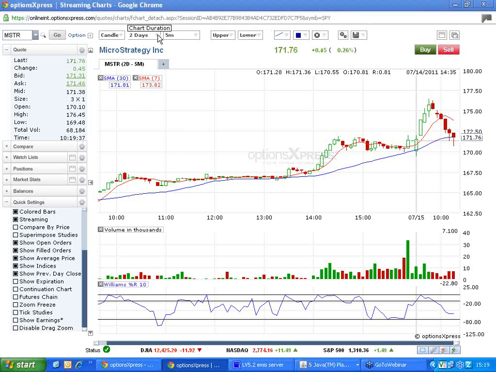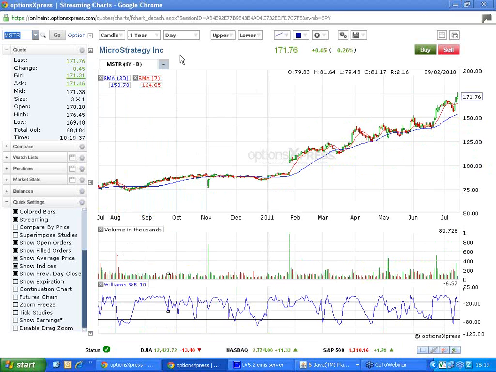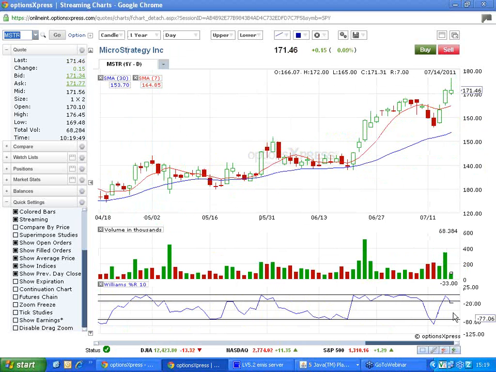Now we've got MicroStrategy, MSTR. Let's go back to the 1-year daily chart. Okay, so this is the 1-year daily chart. So we see we've been going through our watch list. This is a stock that has been uptrending.